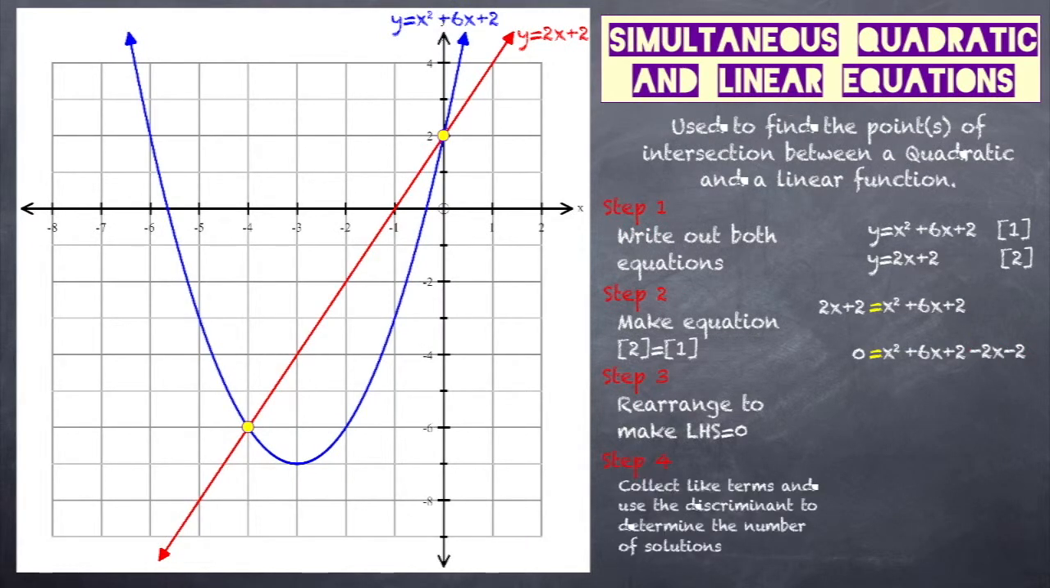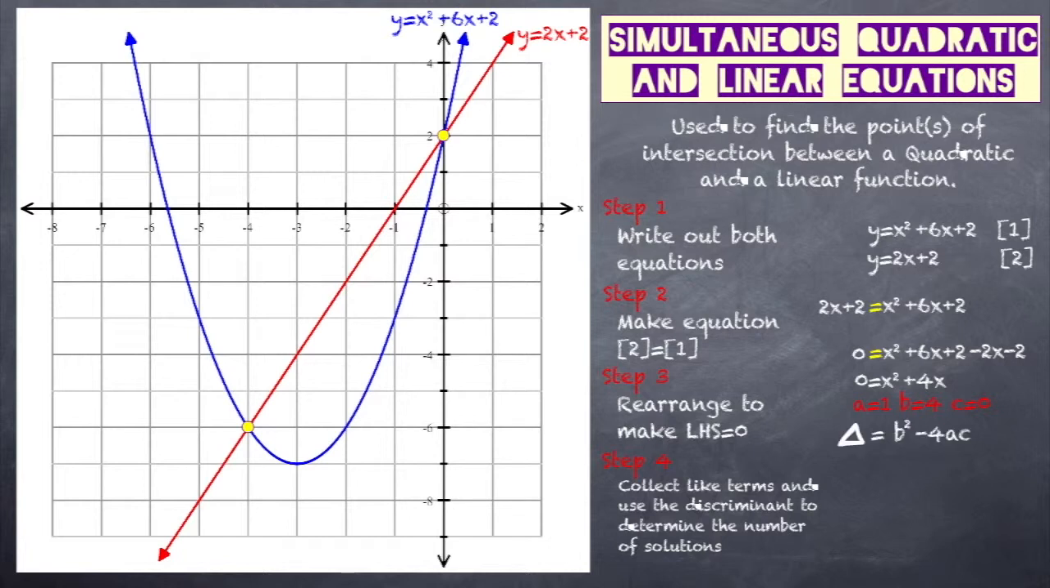And step 4 says collect like terms and use a discriminant to determine the number of solutions that there are. So what you can see is I've collected the like terms by making 6x minus 2x equal to 4x and 2 minus 2 is equal to 0. So you end up getting 0 is equal to x squared plus 4x. Going through now and labelling our a, b and c values, you end up getting a is equal to 1, b is equal to 4 and c is equal to 0.